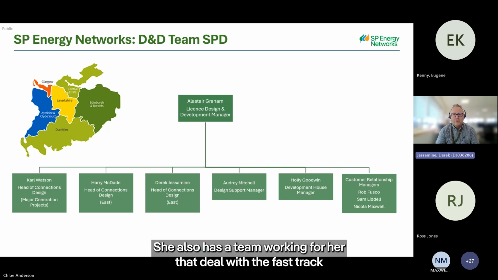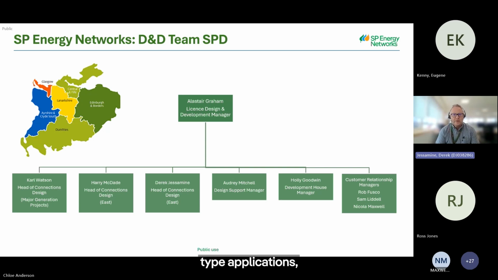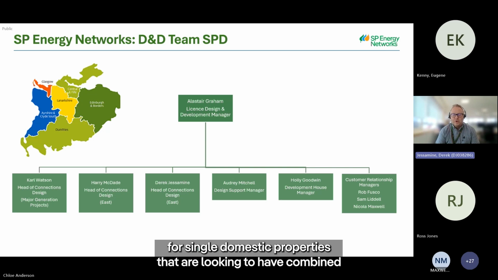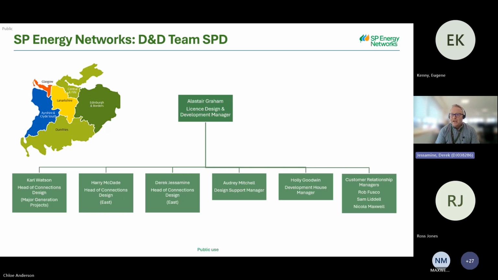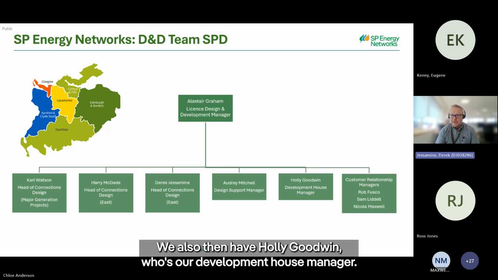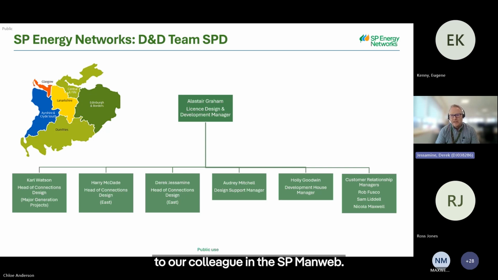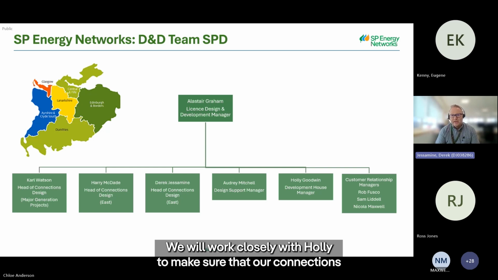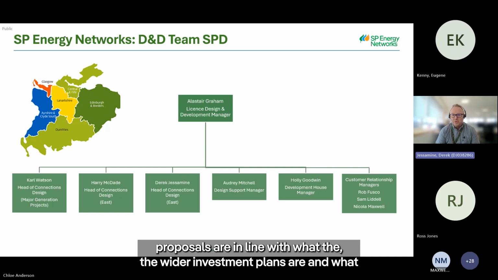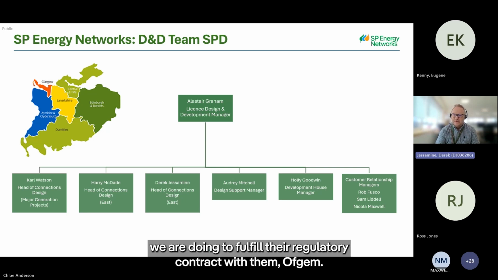She also has a team working for her that deal with the fast track type applications for single domestic properties that are looking to have combined battery and PV in their premises below a certain trigger level. We also then have Holly Goodwin, who's our development house manager. She looks after the investment works in a similar method to our colleague in the SP ManWeb. We will work closely with Holly to make sure that our connections proposals are in line with what the wider investment plans are and what we're doing to fulfil our regulatory contract with Ofgem.